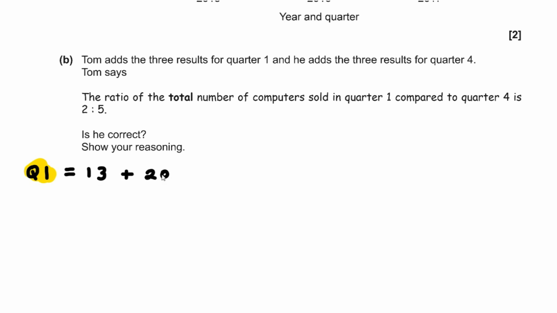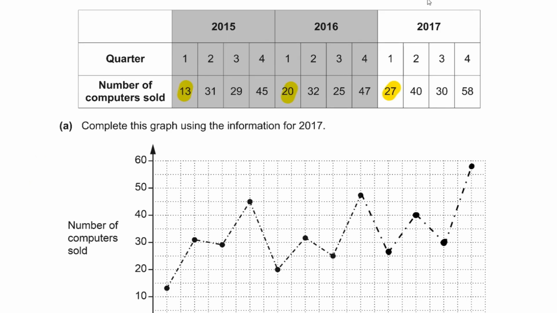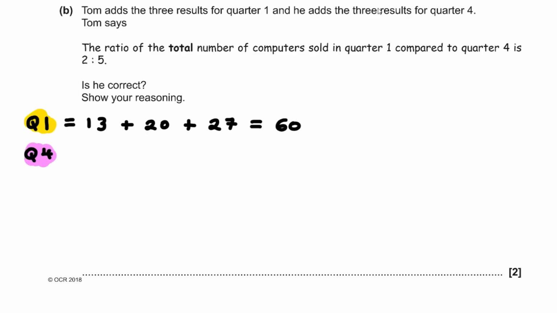plus 20 plus 27 which is 60, and in quarter 4 we have 45, 47 and 58. So adding those together we've got 45 plus 47 plus 58. And if I add these together I get 150.